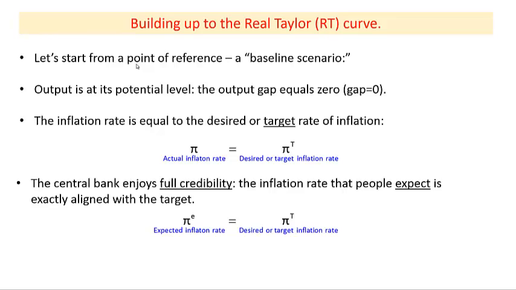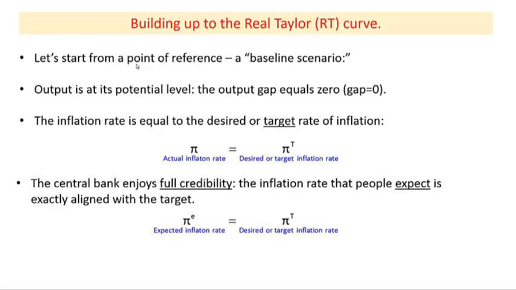So we're going to build up to the real Taylor rule. We're going to start from a point of reference, what we call a baseline scenario. The output level is at its potential, which means that the output gap exactly equals zero. The inflation rate must be equal to the desired or target rate of inflation. So if the central bank says they want the inflation rate to be 2%, that's the inflation rate we're going to assume actually is.